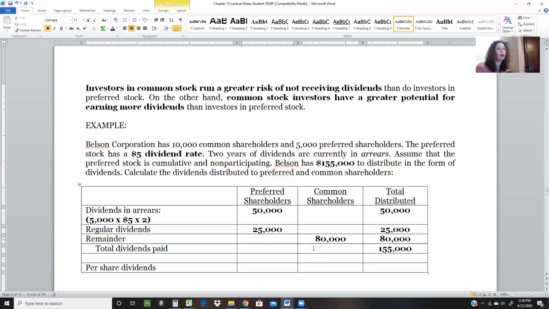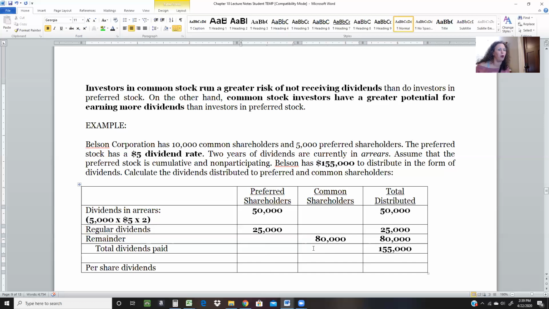we say, all right, what do we got to do? Who's going to get it? The preferred stockholders or the common stockholders? Take care of your arrears first, then the current year, and then the rest of the money goes to the common stockholders.